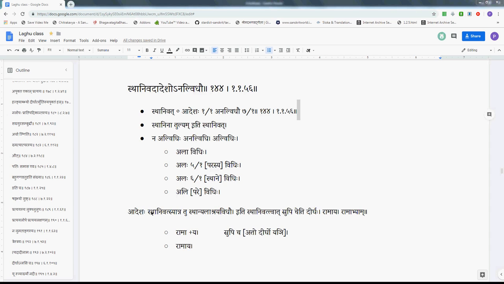Like, purva savarna dirgha, if it is mentioned as savarna dirgha or purva savarna dirgha, what exactly is happening? With purva savarna, we should know it is ekadesha. So when it is said purva savarna or para savarna, we should know it is ekadesha. That is the importance there. So both should be replaced.